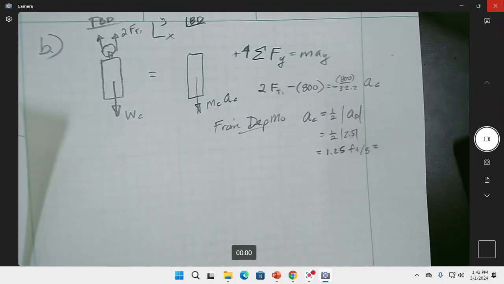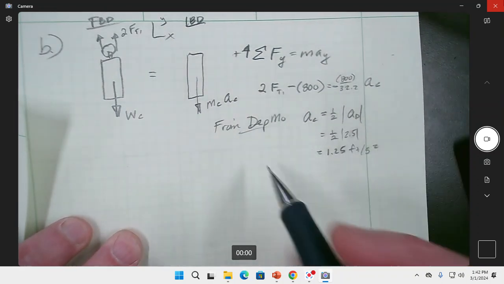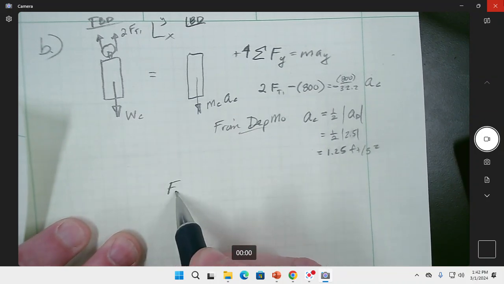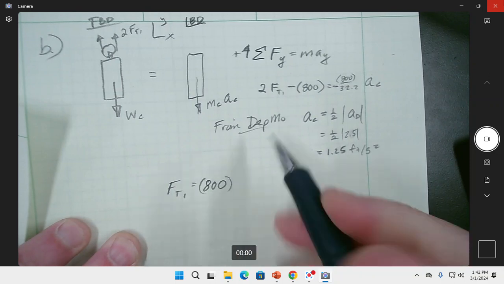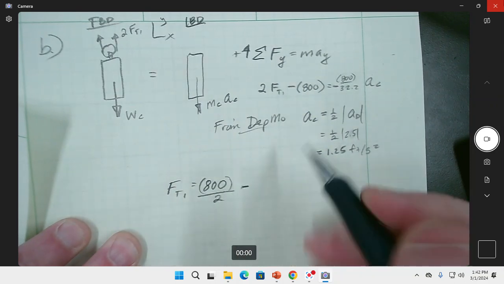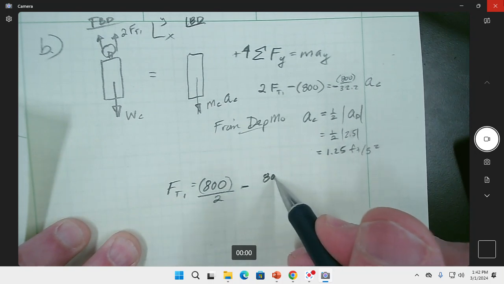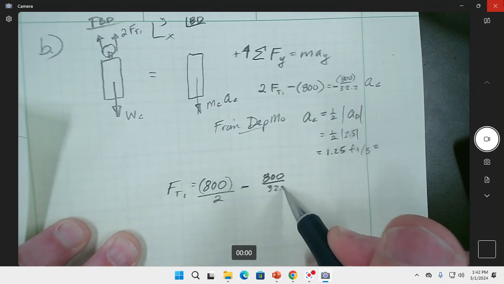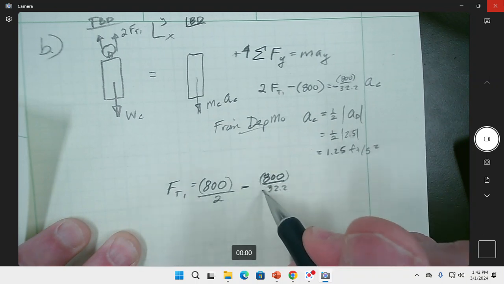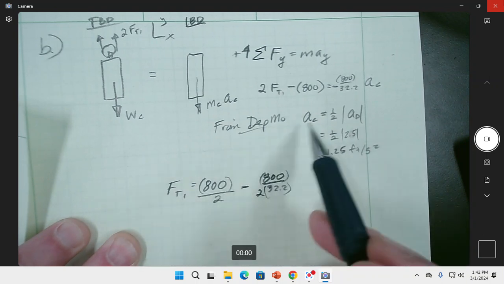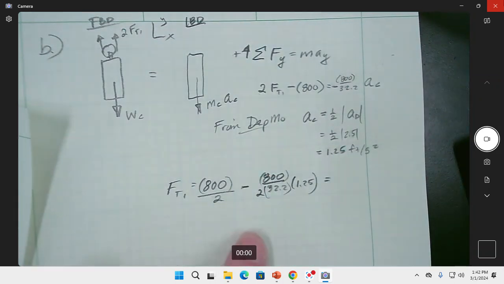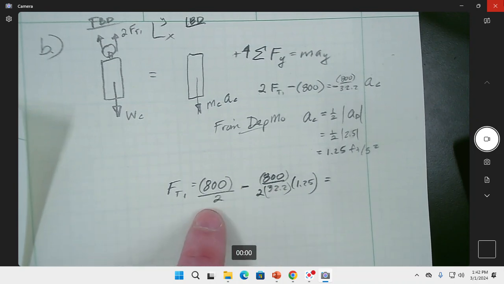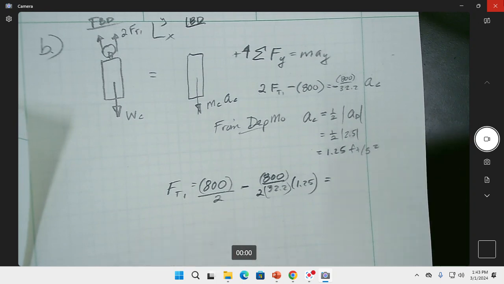All right, so now we could put this back into there. So what we got, FT1 is going to be equal to 800 divided by 2 minus, I'm going to keep these 8 over 32.2. I got 2 in there, that's from right there. And then times our 1.25. Interesting that the acceleration makes the cable tension less. Okay, yeah, I can see, yep, because he's moving down, sure.